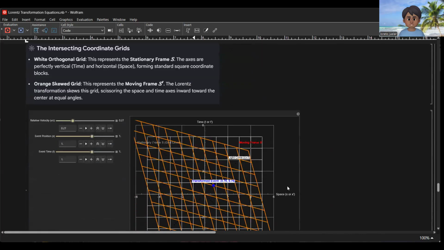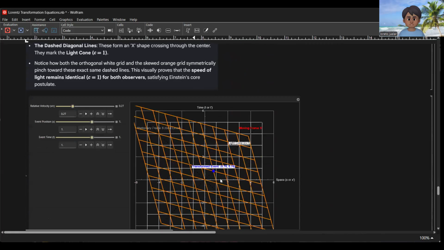So we have the same discussion here. We have the same example.